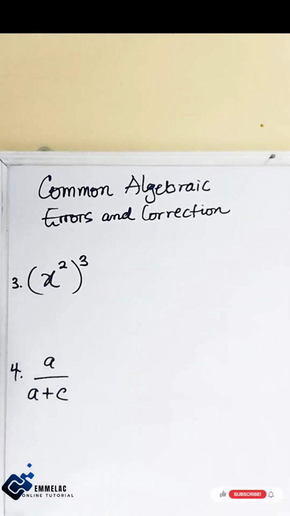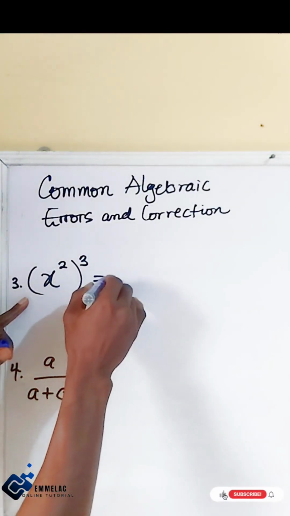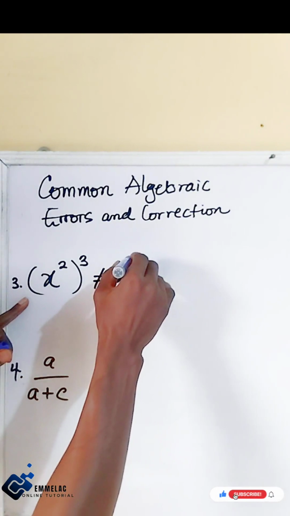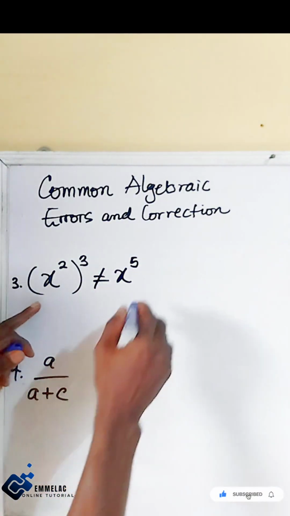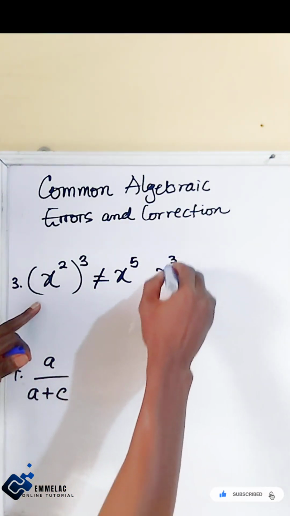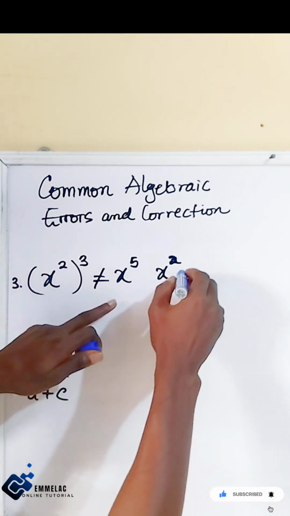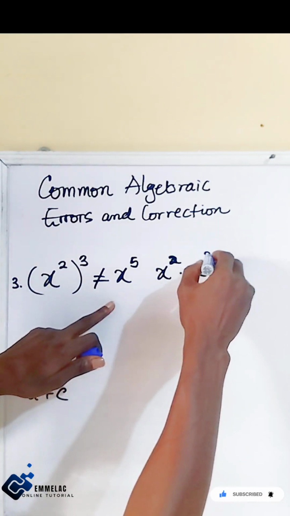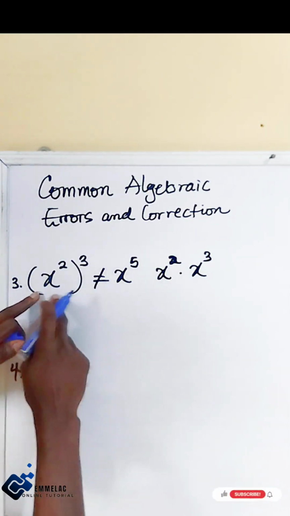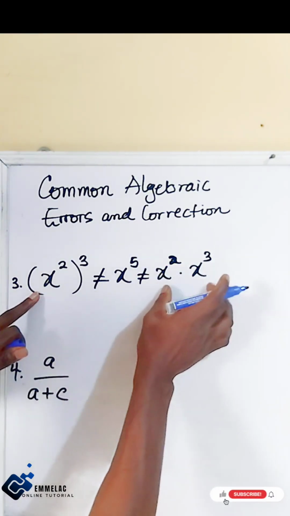Now let us look at this. This expression here is not equal to x raised to the power of 5, because you might want to think that this is x raised to the power of 2, probably 2, then times x raised to the power of what? 3. Now this is not equal to this.